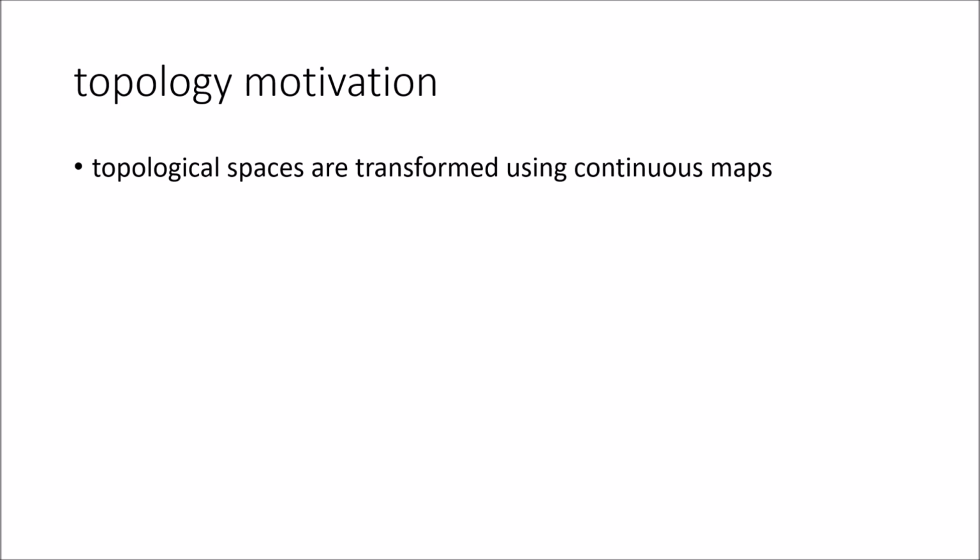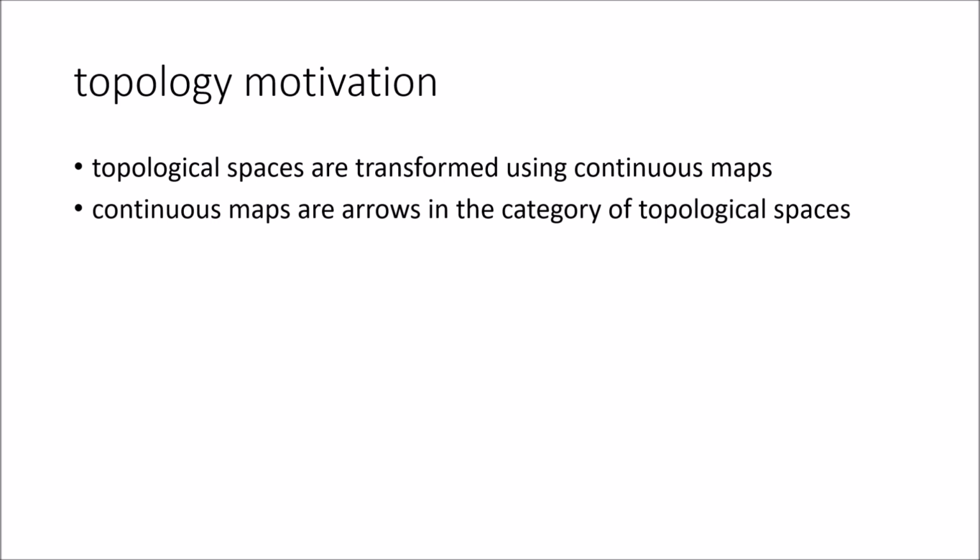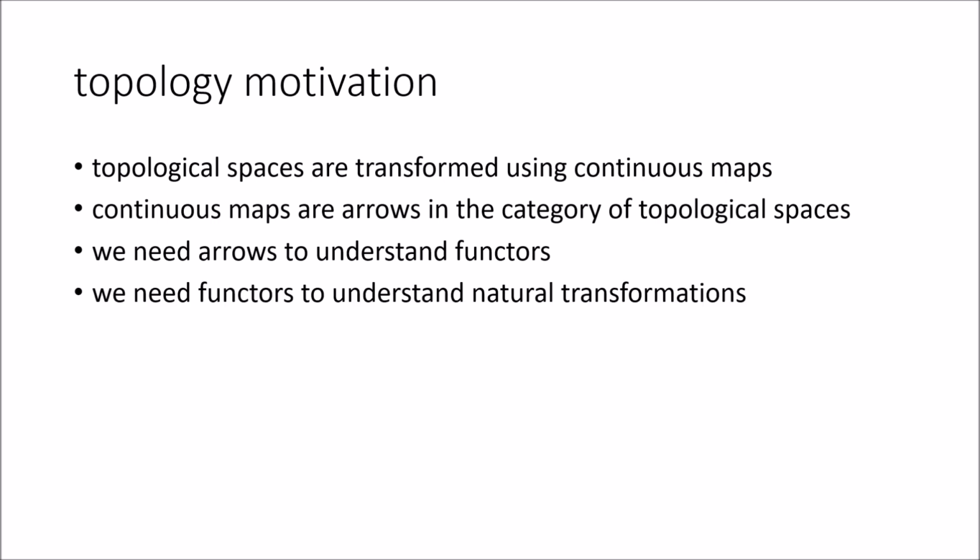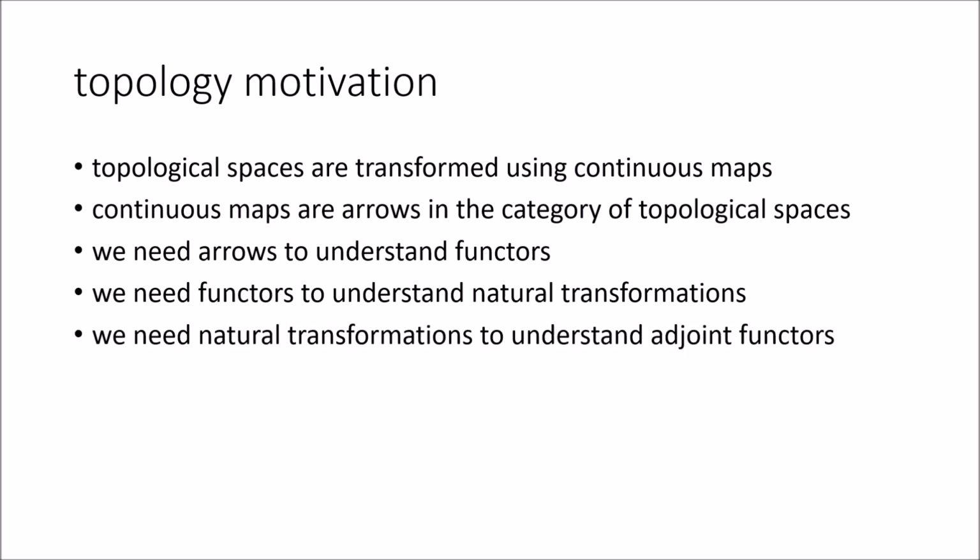Now, before we begin the course, I think it's very important to establish why we would want to study topology, and what the point of all this is. Well, as we all know, topological spaces are transformed using continuous maps. And of course, continuous maps are arrows in the category of topological spaces. And we know that we need arrows to understand functors. And of course, we need functors to understand natural transformations. And we need natural transformations in order to understand adjoint functors.